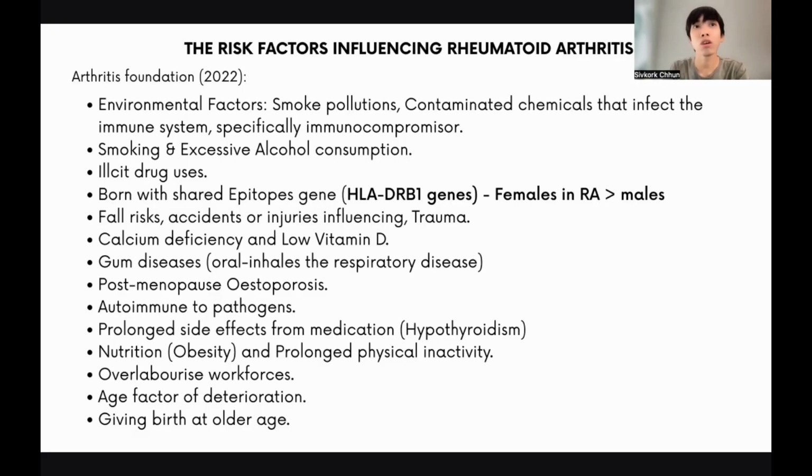When we use our bodies to perform heavy tasks for prolonged periods, it is also linked to rheumatoid arthritis, causing inflammation to the joints. Age-related deterioration is inevitable, and giving birth at an older age is also linked to rheumatoid arthritis.